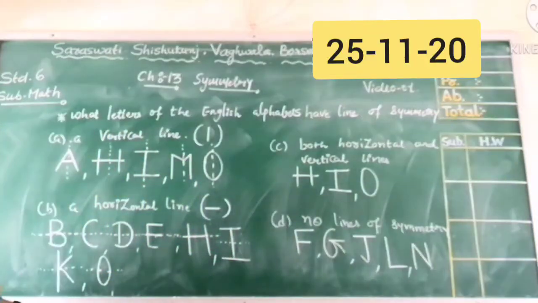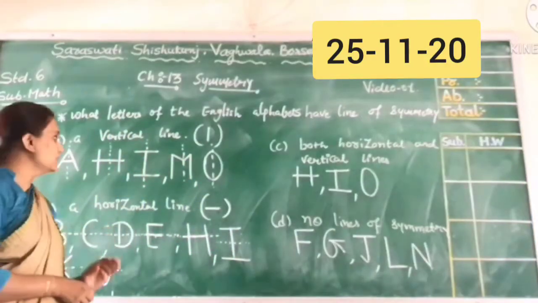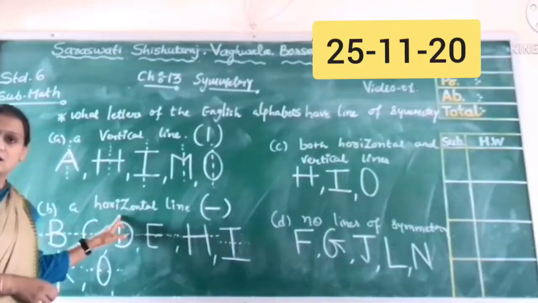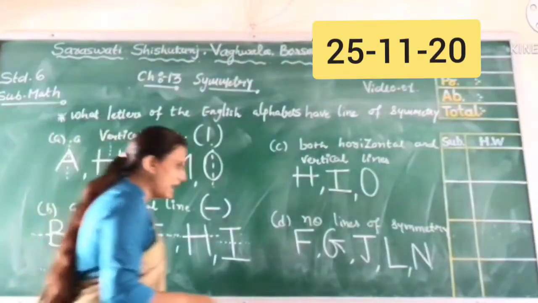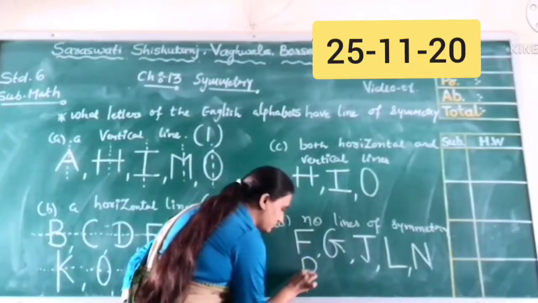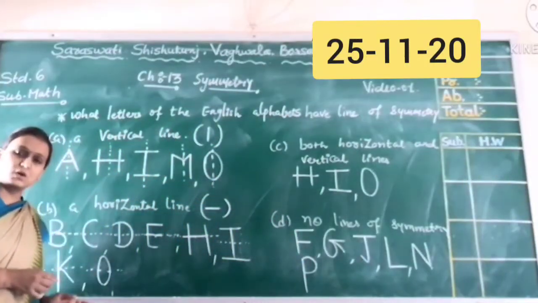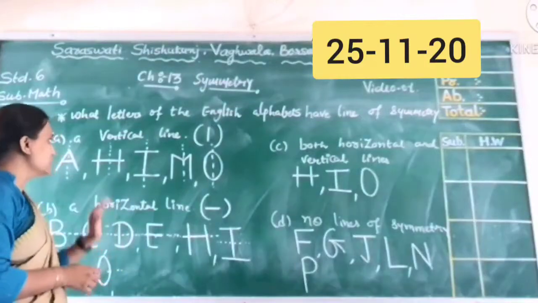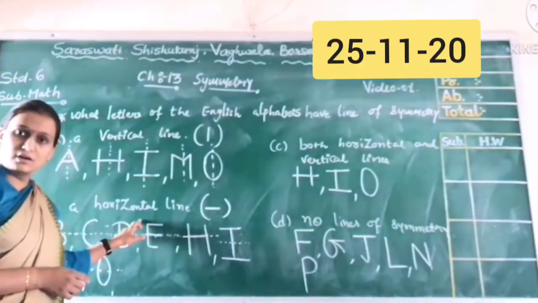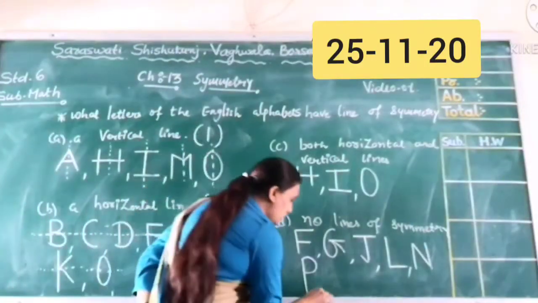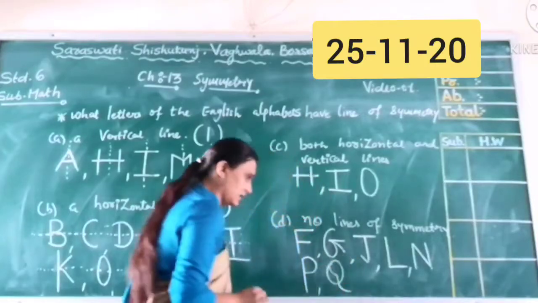Then after that P will come. P is the letter in which we cannot draw a vertical or horizontal line. So P has no line of symmetry. So P will come here. Then Q. Q is also the kind of letter in which we cannot draw a vertical or horizontal line of symmetry. So Q has zero lines of symmetry.